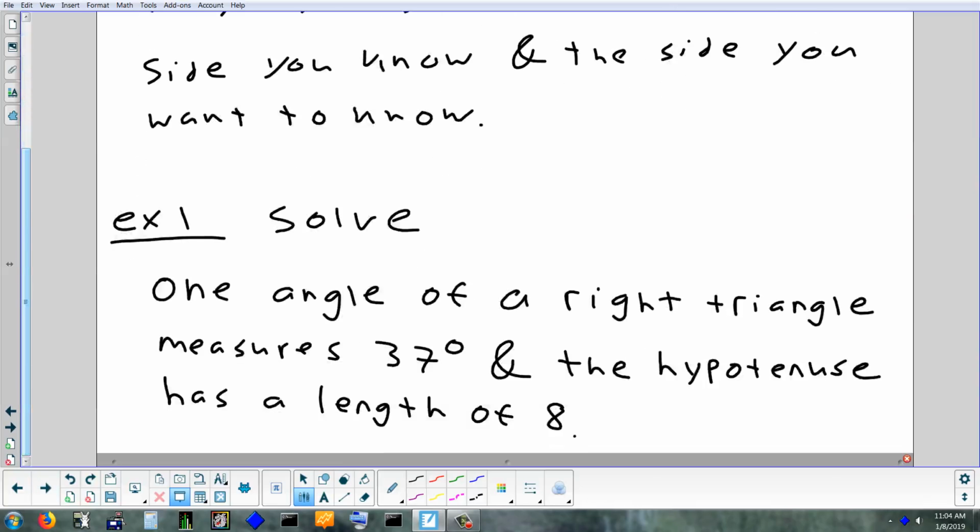So it says we've got a right triangle. One angle is 37 degrees, and the hypotenuse is 8. This is an example of the first type. They're giving you a side. They're giving you an angle.